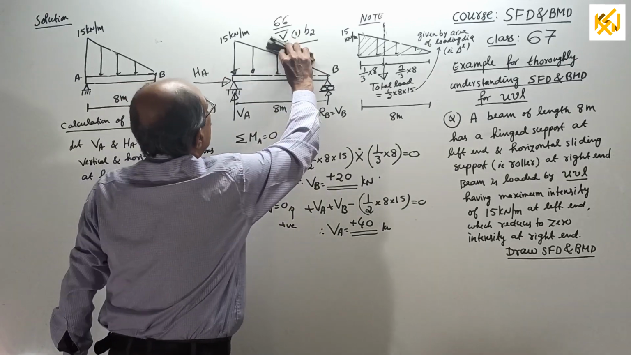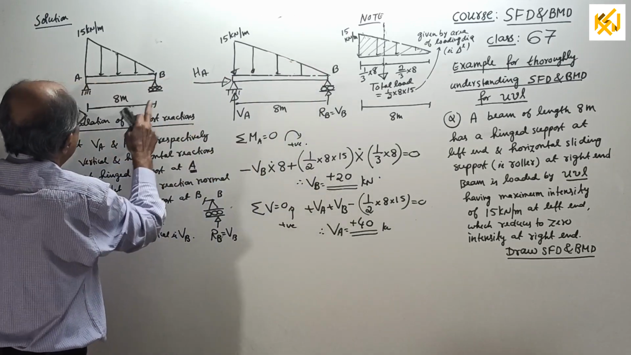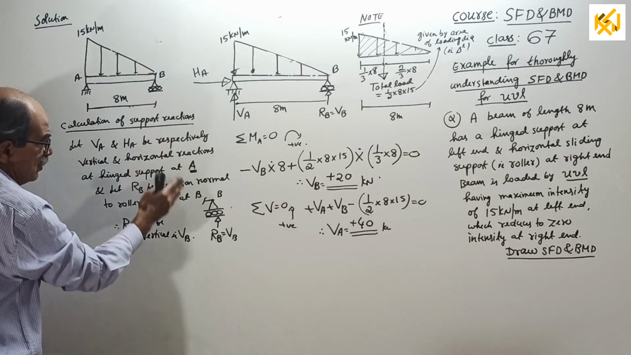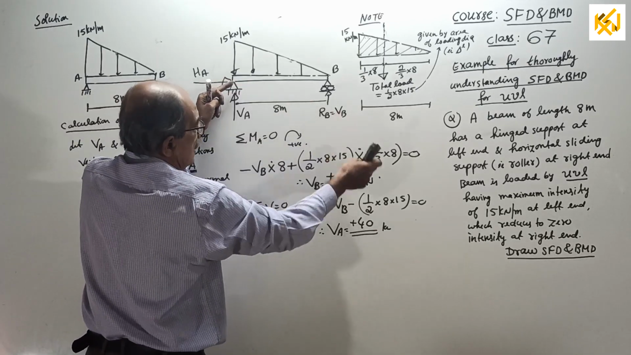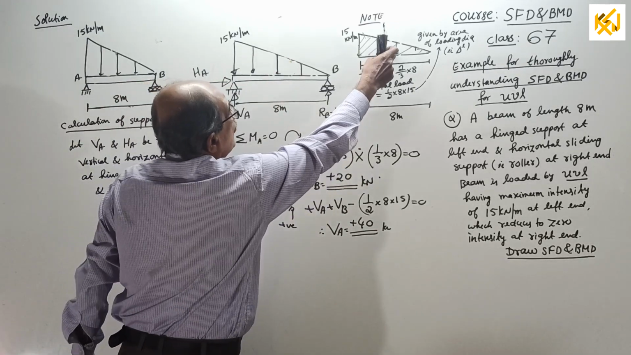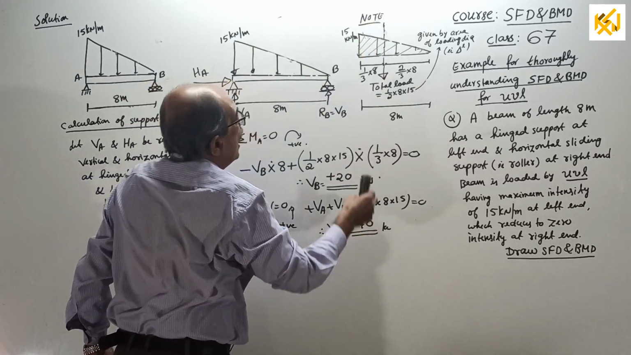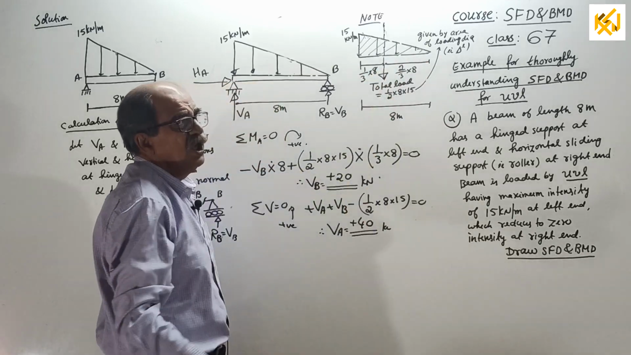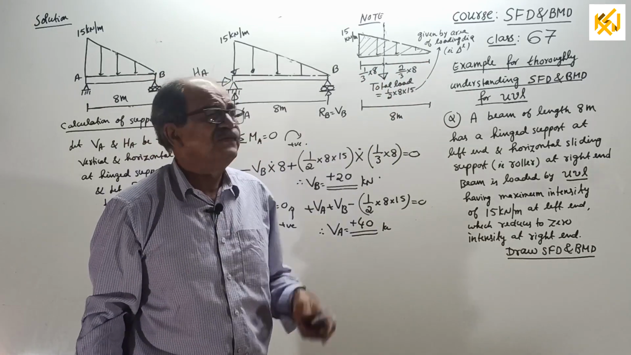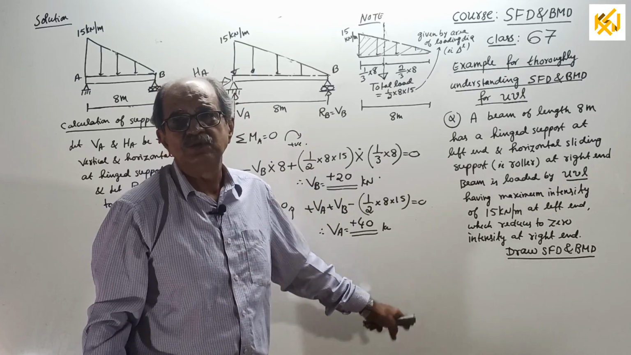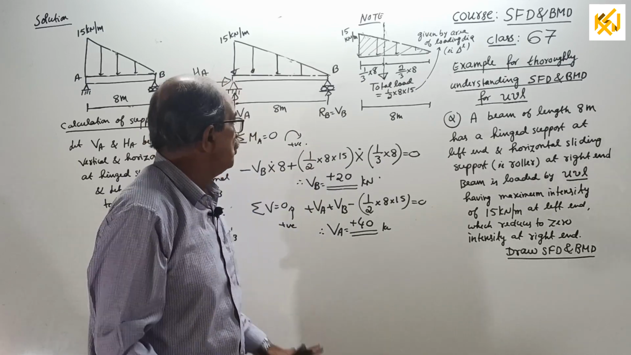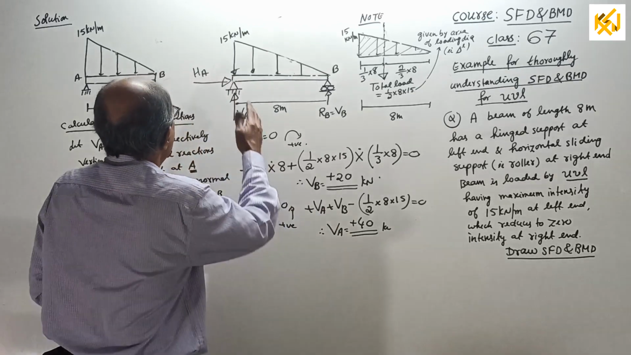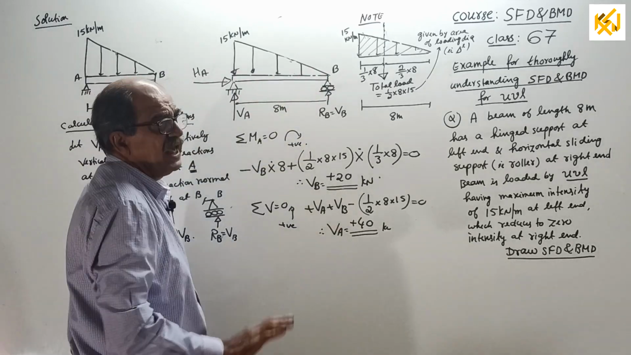But anyway, before that, first the support reactions: hinge has vertical and horizontal, roller only normal, that is vertical. I wrote everything. Take moment about A, you get VB, sigma V equals 0 gives VA. I even explained that the total load is half into base into height, which will act at 1/3 from here and 2/3 from here. These were all already explained, thoroughly in earlier classes and again last time. So now it is for you to complete it. So correctly, first get the reactions. See, this is common for both. Whether you take x from A or x from B, the reaction calculation remains the same.